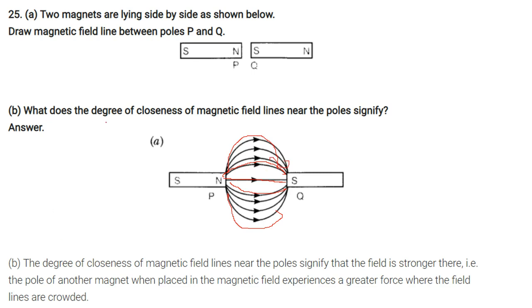What does the degree of closeness of magnetic field lines near the pole signify? It signifies that the field is stronger there. That is, the pole of another magnet placed in the magnetic field experiences a greater force where the field lines are crowded.